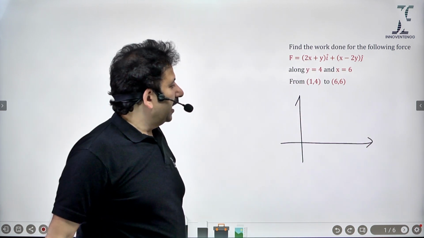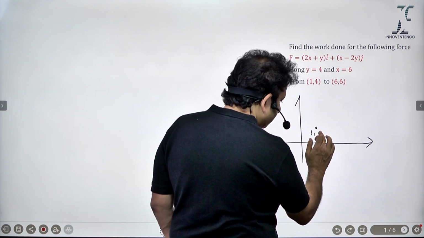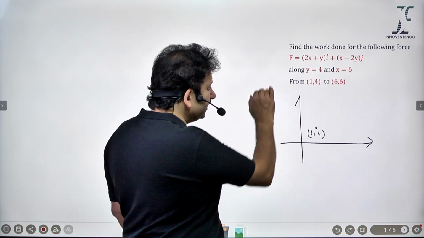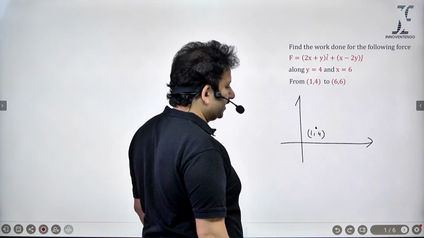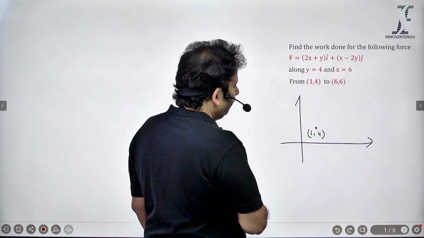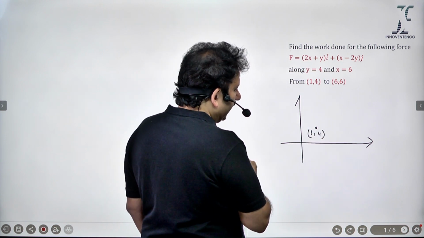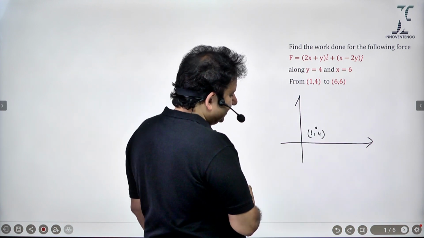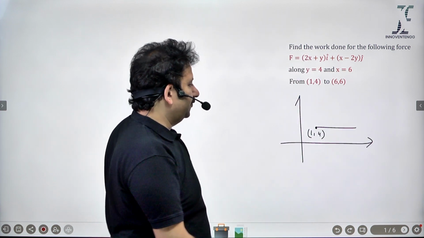So first, along y equal to 4, we begin from this particular point, which is characterized by (1, 4): the x coordinate is 1, the y coordinate is 4. When I say y equals 4, the line is parallel to the x-axis, at a distance of 4 units from the x-axis. It is at a distance of 1 from the y-axis. So therefore this is what I am going to get.